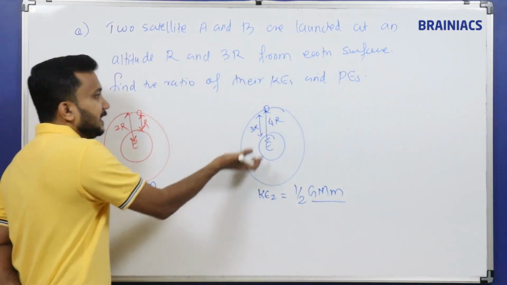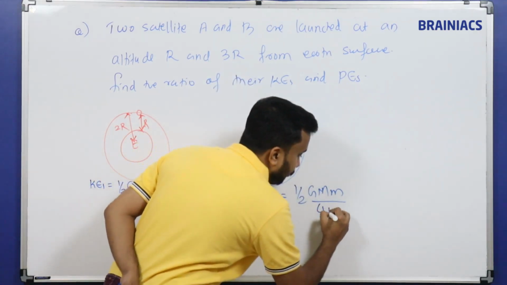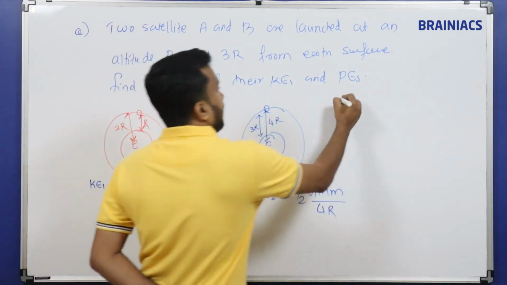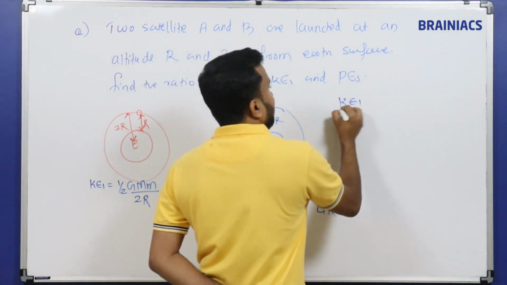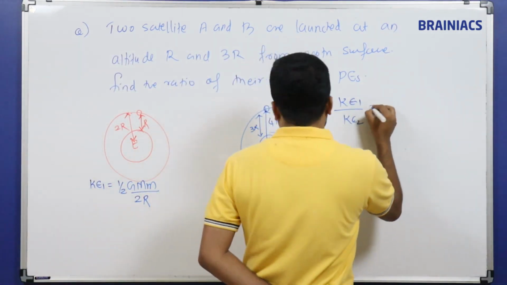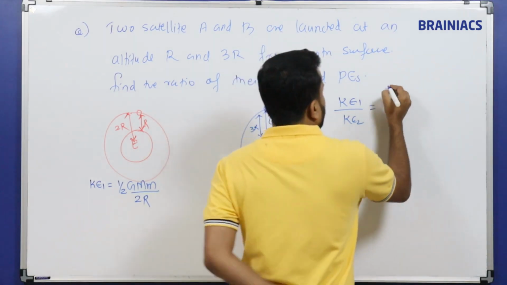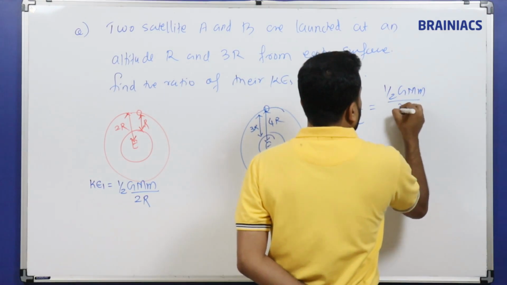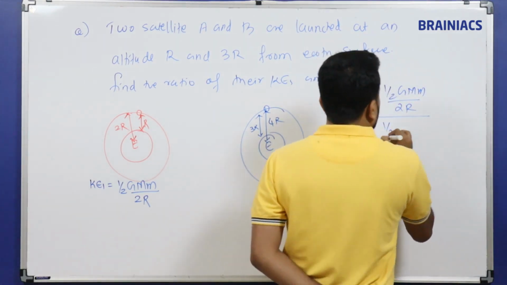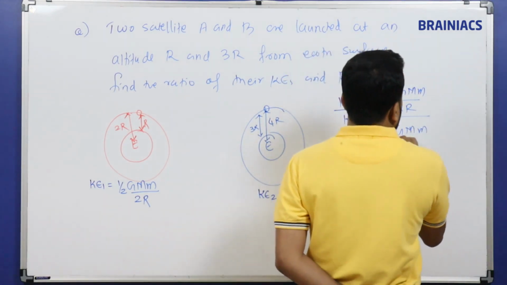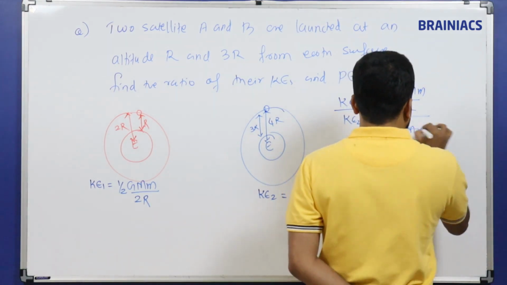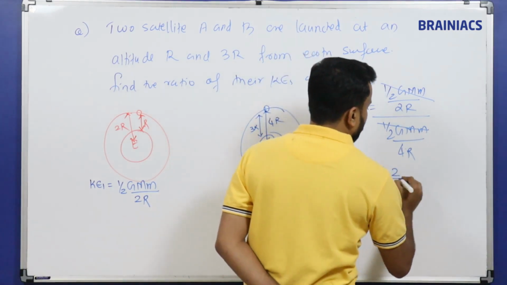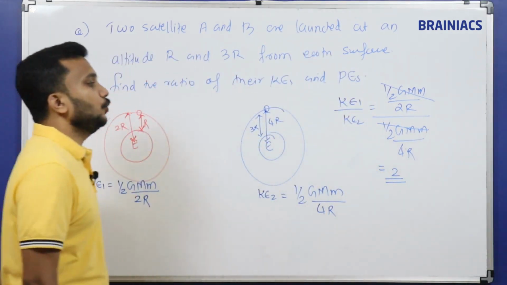R is the distance from the center to the satellites, 4r. We have to find the ratio, kinetic energy of 1 divided by kinetic energy of 2. So I will find 1 by 2 into GMm divided by 2r, whole divided by 1 by 2 into GMm divided by 4r. Cancel, cancel. 4r will go to the numerator. Answer is equal to 2. 2 is to 1, or 2 by 1.